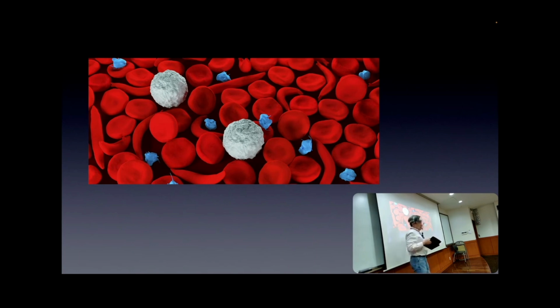However, if you carry this mutation on both of your chromosomes, then you're not going to be lucky like this. All of your red blood cells will become like this sickle cell. Then you are in big trouble.